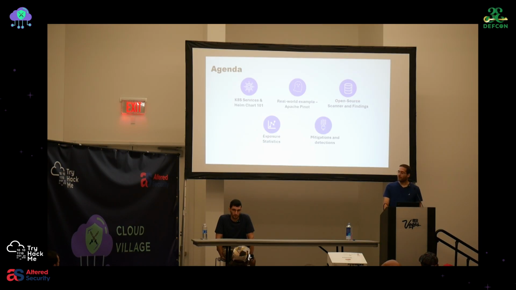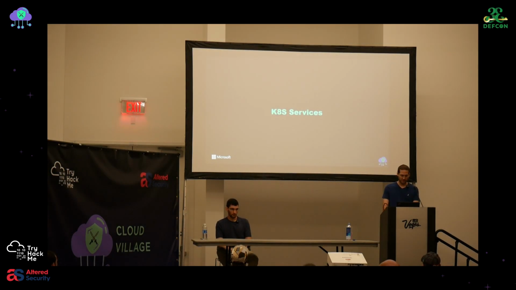And this will be the agenda for today. We will start with a quick overview of Kubernetes services and Helm charts, just to put everyone on the same page. Then we will discuss one of our findings that actually initiated the research on default misconfigurations. We will discuss the open source code scanner that we developed in our team to identify misconfigurations, and we will share, of course, what we found. And then we will share some statistics, and we'll talk about mitigations and detections.